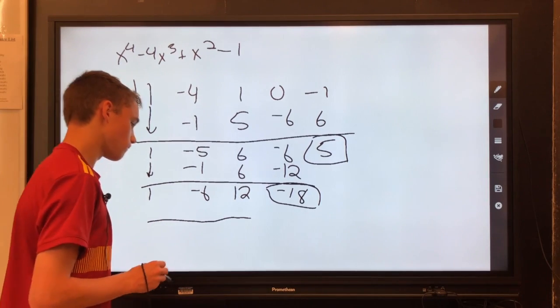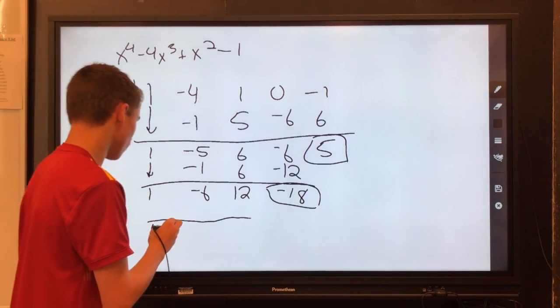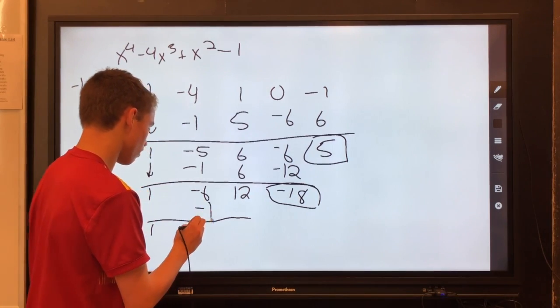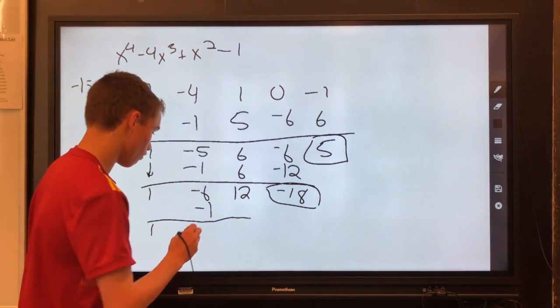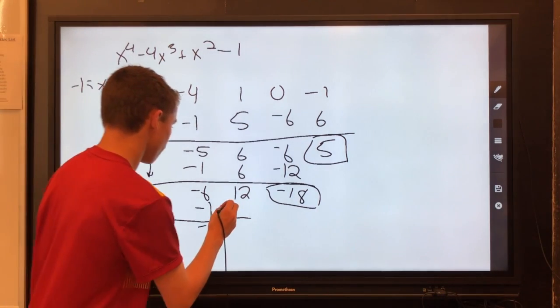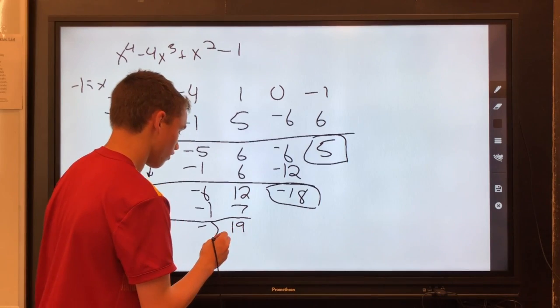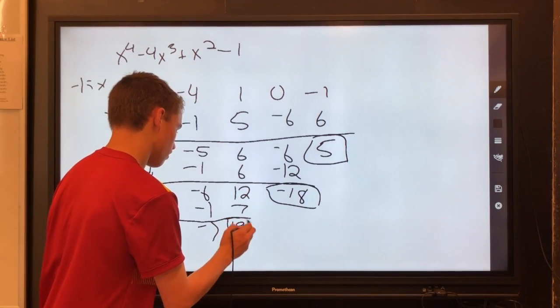All right. Another synthetic division here, so drop down the 1. Negative 1 times 1 is equal to negative 1. Negative 6 minus 1 is equal to negative 7. Negative 7 times negative 1 is equal to 7. 7 plus 12 is equal to 19.